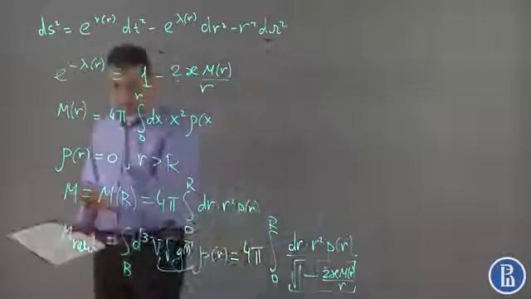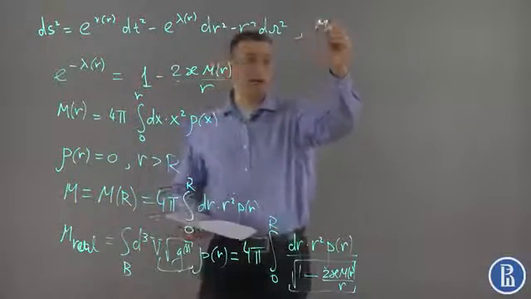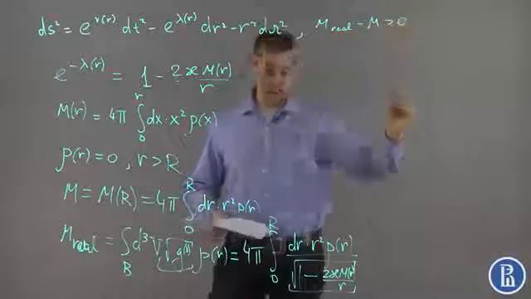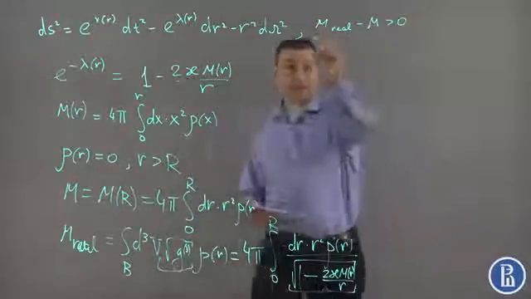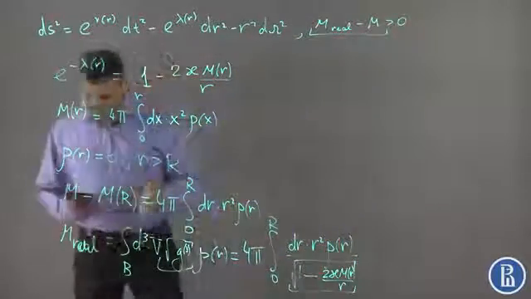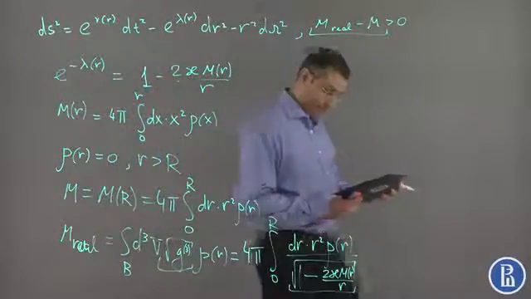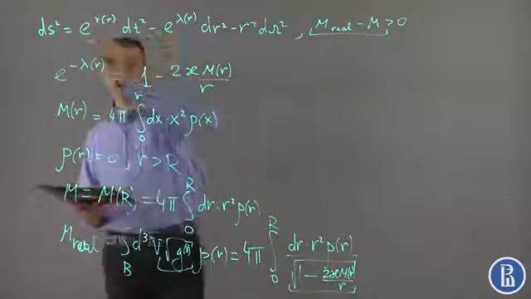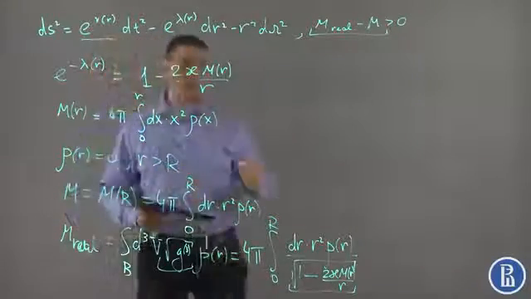And M real minus m is always greater than 0. And this is nothing but the gravitational binding energy which sustains the star. So this is so far. Now we have to fix this quantity.